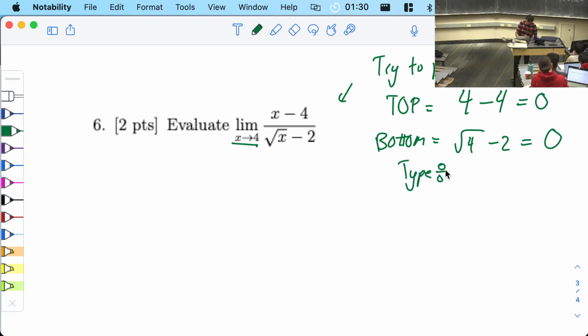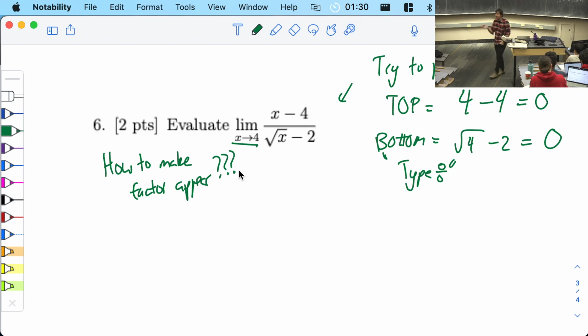So unfortunately, this one is also a type 0 over 0, and it means we have to look for ways to cancel, to factor things out, make the top and the bottom have a common factor that we can cancel out, just like we did with x over x before. If we can do that again, we'll be happy. So how do we make a common factor appear? This is the question.